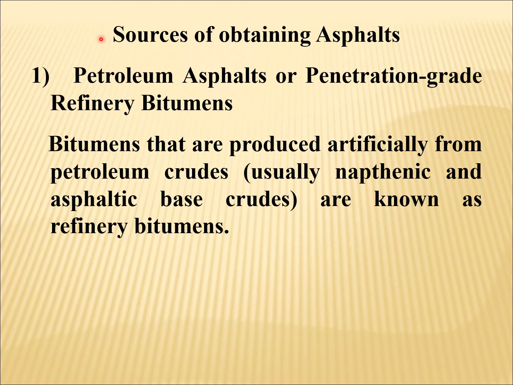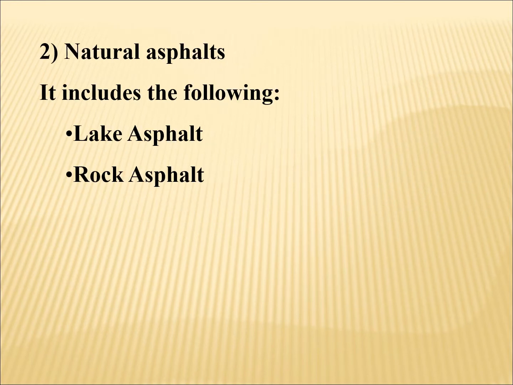Now look at the sources of asphalts. Number one, petroleum asphalts or penetration grade refinery bitumens. Bitumen that is produced artificially from petroleum crudes, usually naphthenic and asphaltic based crudes, is known as refinery bitumens. The second source is the natural asphalt, and it includes the following: lake asphalt and the rock asphalt.